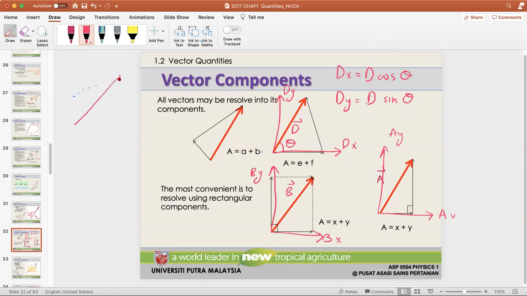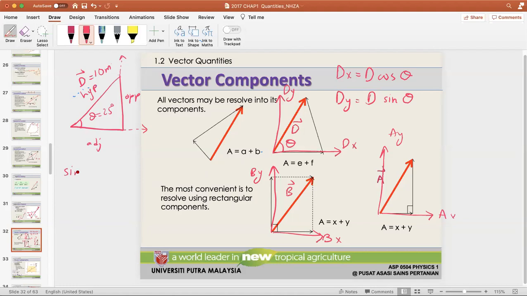Now let's take a look at a triangle. Our x component is in this direction, let's call it adjacent. And this is our y direction, let's call it opposite. And your vector is your hypotenuse. So your vector D is your hypotenuse. How do I find dx, the adjacent? I know my d hypotenuse is 10 meters. My angle is 25, for example.